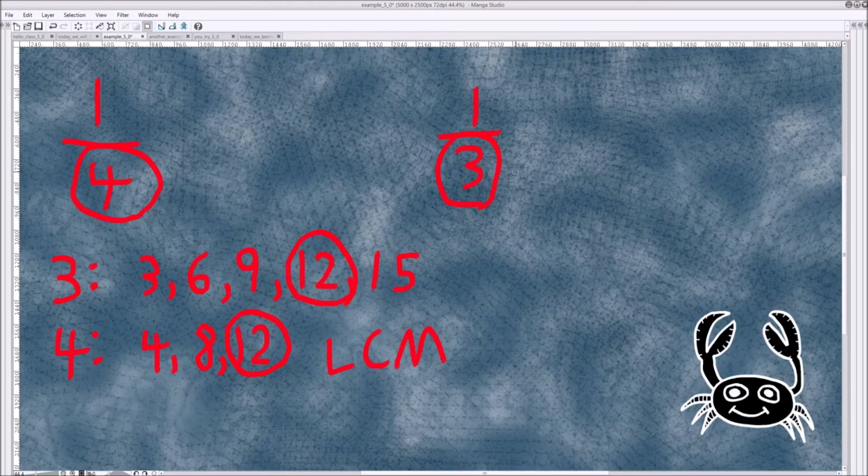So if we multiply 3 by 4, it equals 12. And if we multiply 4 by 3, it equals 12. But now remember, if we multiply the bottom by something, we also have to multiply the top, our numerator, by the same number. So 1 times 3 would equal 3. 1 times 4 over here would equal 4.